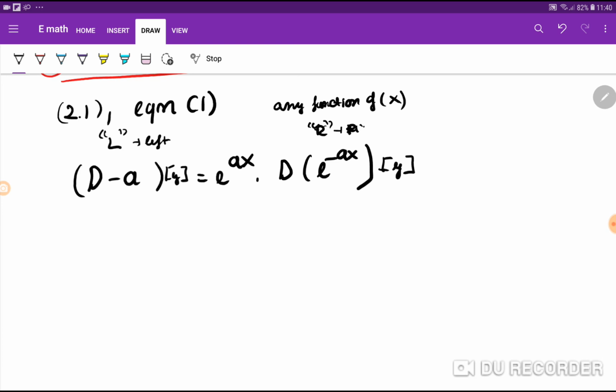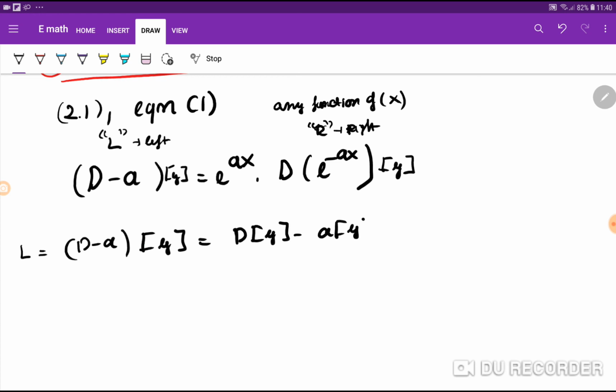What is L equal to? L equal to D minus A applied to y. It will equal dy minus ay, equal to dy over dx minus ay. You agree with me?